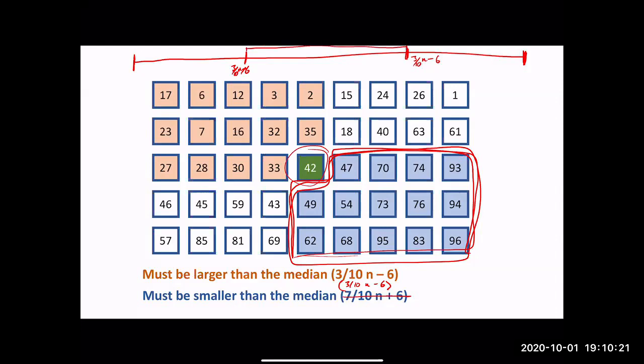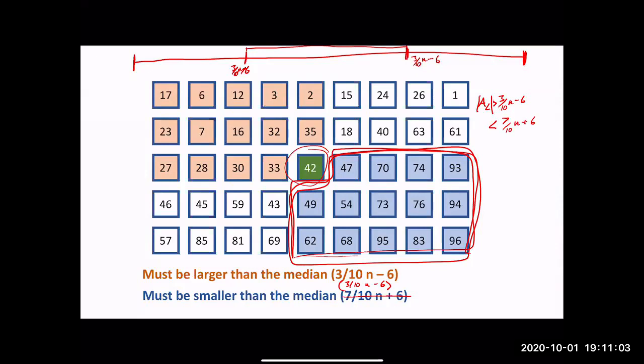So we know for a fact that the size of the less-than part has to be greater than 3/10 n - 6, or it has to be less than 7/10 n + 6. Okay? So we are ensured that we're choosing a pivot that doesn't get close to the end of the array.